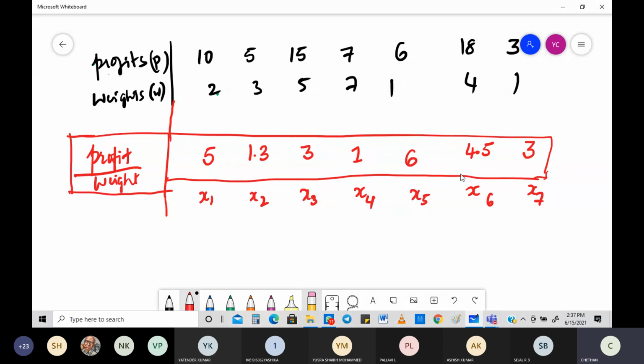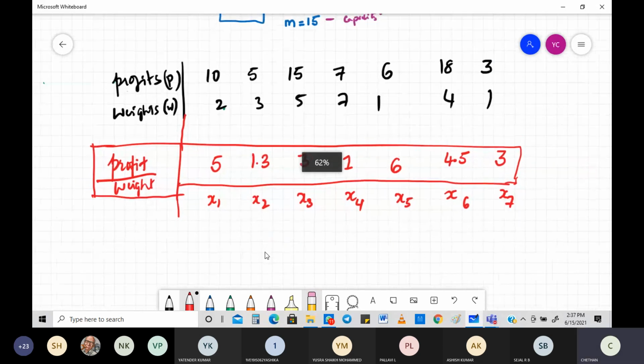Now I think my job will become pretty easy. How? I'll see which is giving the maximum per unit profit. Based on that, I'll try to figure out my knapsack problem. How do you think that will all be done?